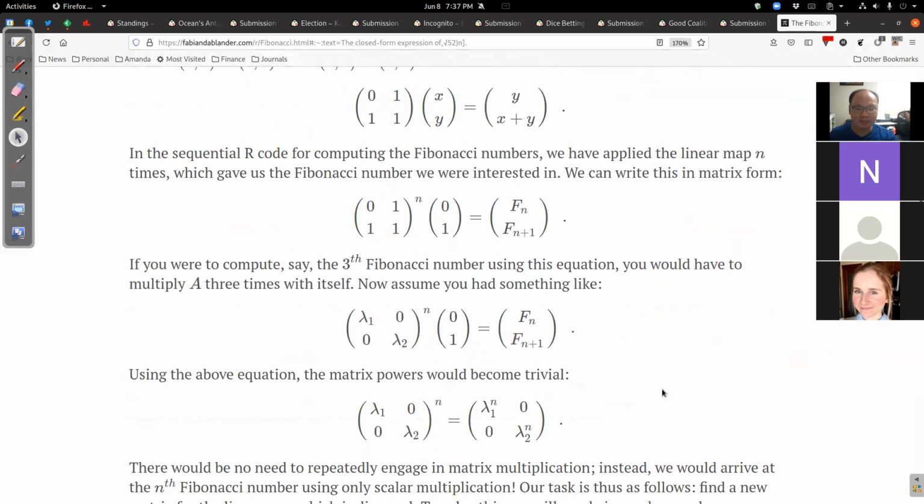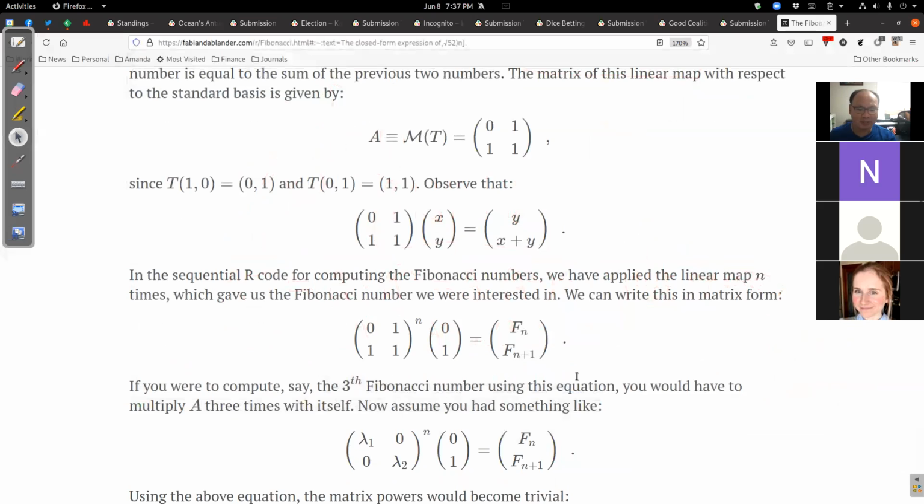Yeah, so that's how you would do it. That's how you would compute Fibonacci numbers very far into the sequence quickly.